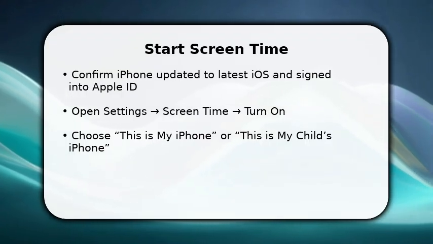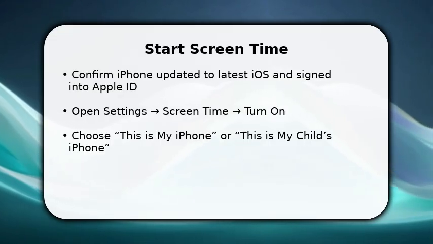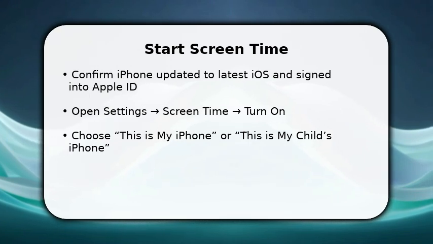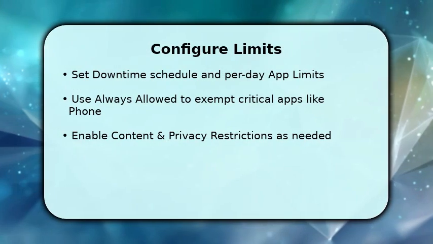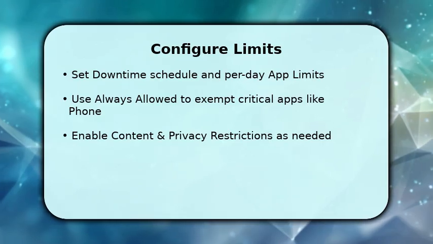Make sure to set a screen time passcode if you want settings locked. We'll configure that next to prevent accidental changes. Now you'll set the controls that shape daily use. Tap Downtime to schedule hours when only allowed apps run. This enforces focus during sleep or work.